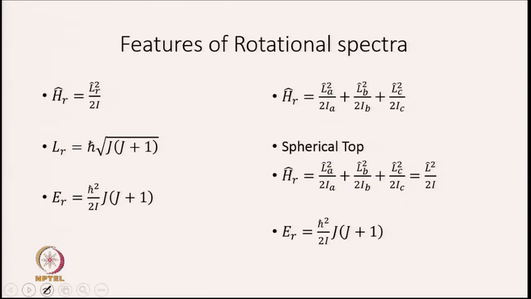Once we know the wave function, we also know what the Hamiltonian will be. The Hamiltonian is generally given in terms of the momentum operator. The momentum operator squared divided by 2I, and when you apply this operator on the wave function, you can get the momentum value, and that is h bar under root J(J plus 1), and the energy is obtained when you apply the Hamiltonian to the wave function, and that is equal to h bar square by 2I J(J plus 1). So, this is for a diatomic molecule.